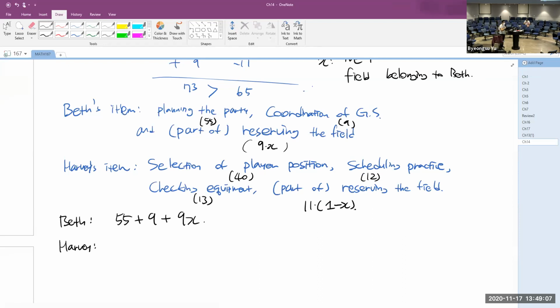So if you add all the numbers, then what you can get is 40 plus 12 plus 13 plus 11 times 1 minus x. And we need to make them equal, right? Because we don't want to have a loser or a winner. Do you have any question on this point? Good.